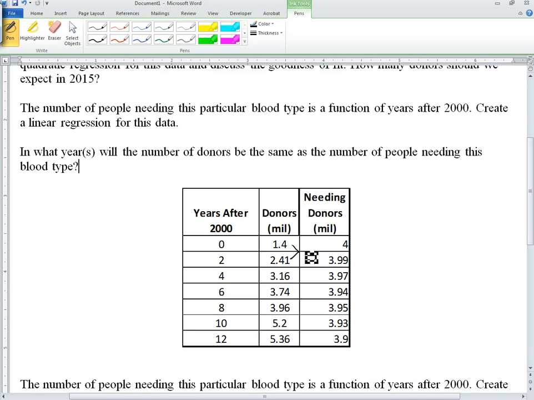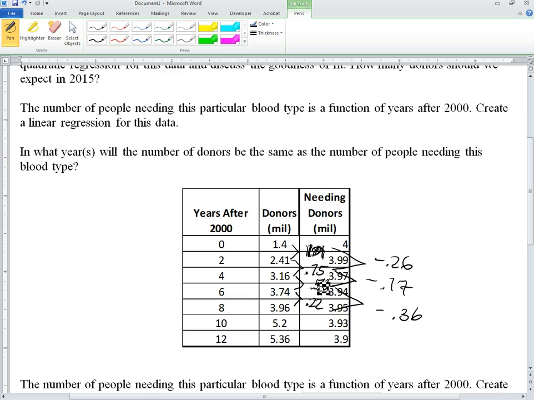1.4 to 2.41, that's an increase in a 2-year period of 1.01 million donors. But then the next jump is a little bit less. It's 3.16 minus 2.41 is, let's see, 0.75. So that change from 1.01, then only a change of 0.75, and then only a change of 0.58, and then the next change from 2006 to 2008 is 0.22.